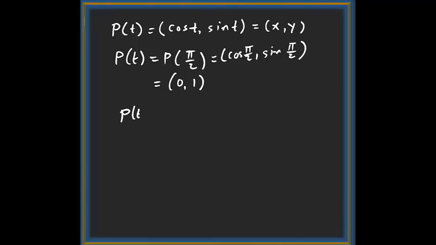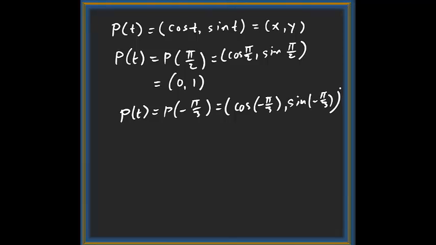So next one, say that t equals negative pi by 3. So we are looking for PT where I have negative pi over 3. So negative pi over 3 meaning is cosine negative pi over 3, sine negative pi over 3. Now we know cosine is an even function, so the negative will go away. So this one will be simply cosine pi over 3. Sine is an odd function, the negative will stay, and then you have sine pi over 3.